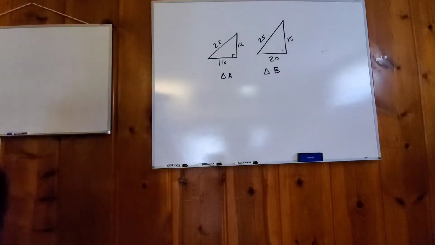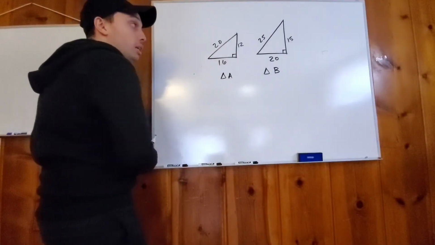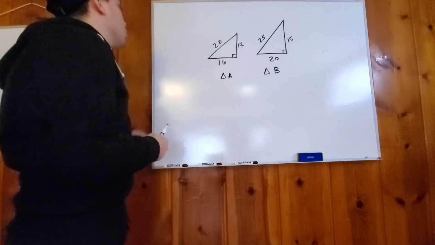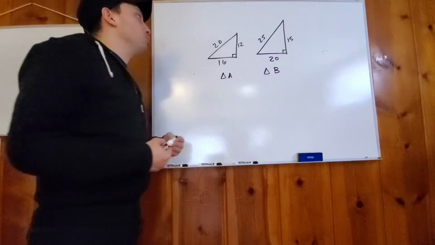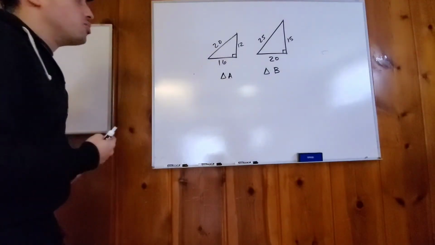All right, so in example 4, we actually are going to go a little bit back to yesterday's lesson, and we're going to talk about similar triangles. So we have similar triangles. I know they don't really look similar, but, you know, use your imagination.